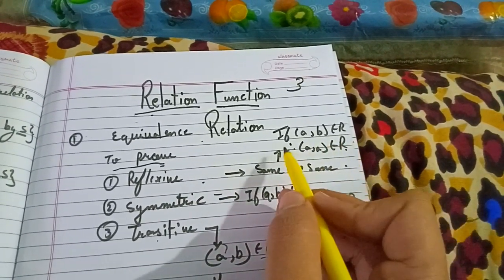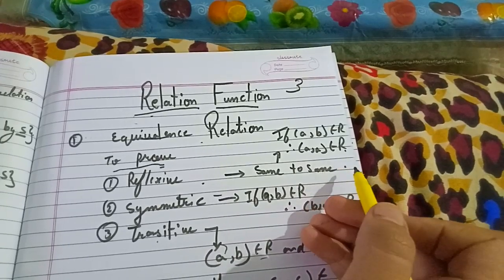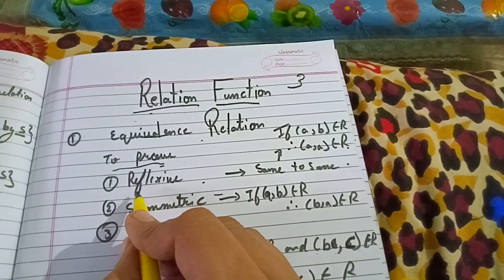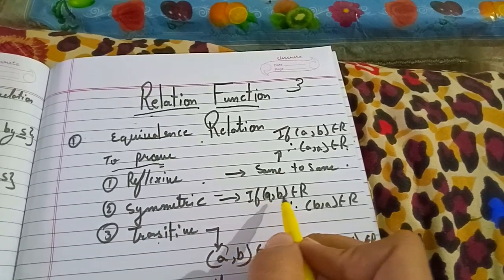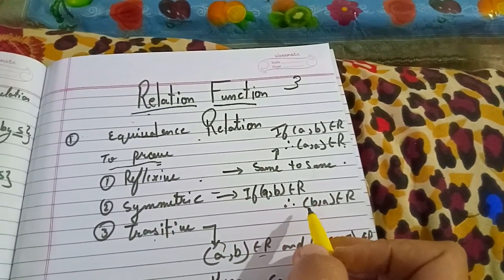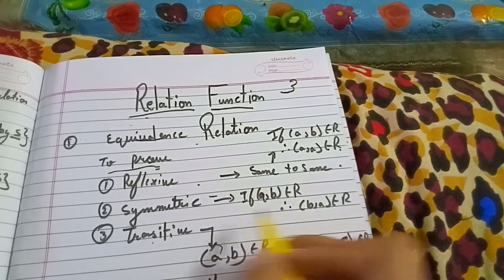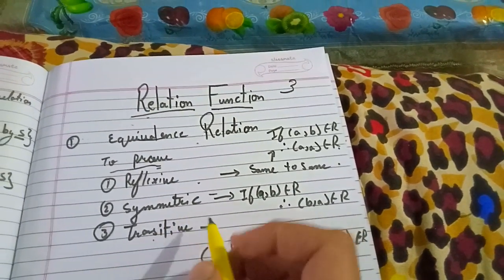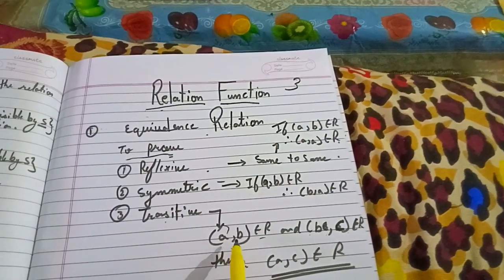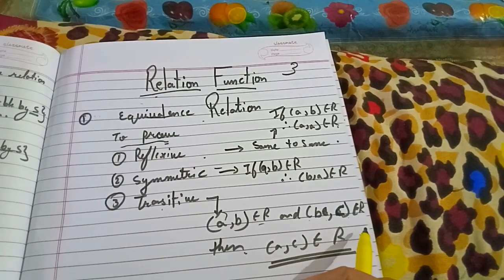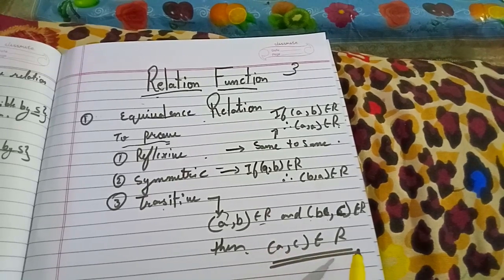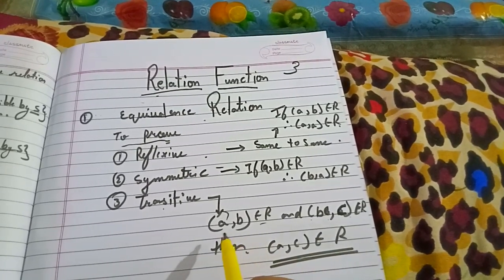So if a comma b is contained in R, then a comma a should also be contained in R. That's the condition for reflexive. Secondly, for symmetric, if a comma b belongs to R, then b comma a should also belong to R. That is the condition for symmetric. And for transitive, if a comma b belongs to R and b comma c belongs to R, then a comma c should also belong to R.